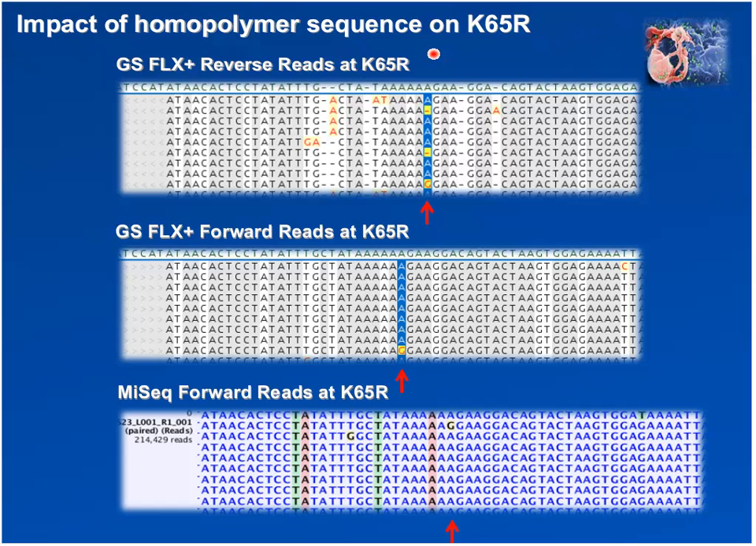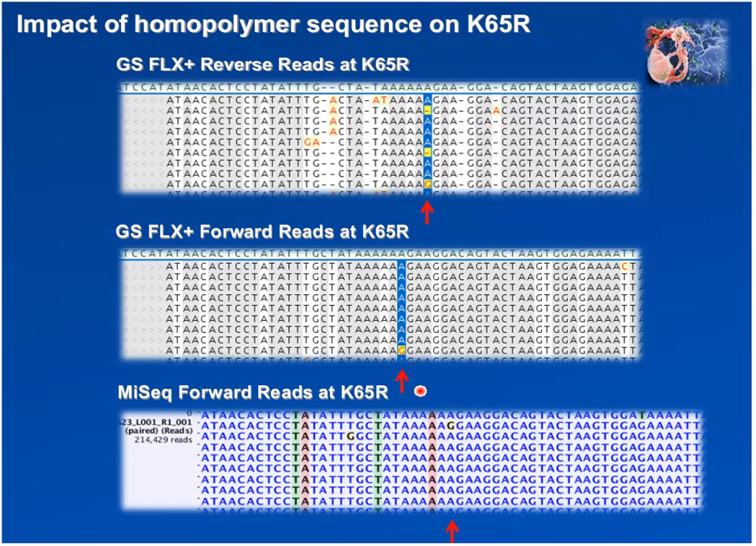The same region sequenced by forward reads on the GS FLX is shown in the next panel here. And as you can see, it does not contain the insertions and deletions that are plaguing the reverse strand reads. And so it is for that reason that we report variant frequencies for GS FLX Plus in subtype C individuals at K65R only with forward strand reads.